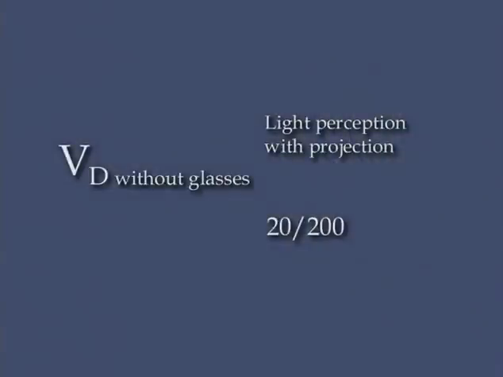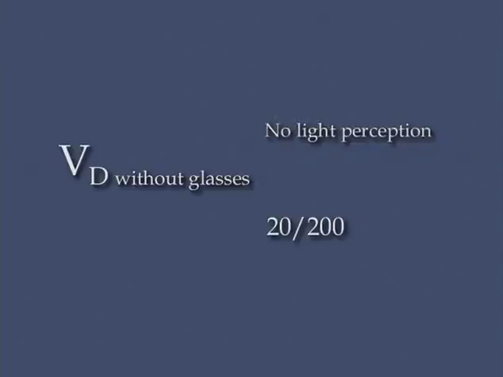Ask if the patient can tell when the light is on and from which direction it's being projected. If the patient can correctly identify the direction of the light, record it as light perception with projection. If the light is seen but not its direction, record it as light perception without projection. If the light is not seen, the vision is recorded as NLP, or no light perception, and means the eye is completely blind. Near vision should be tested next.